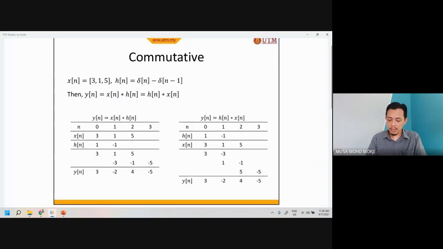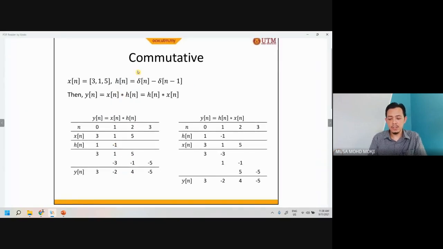So let's look at an example, commutative. When you have, let's say, xn, we have 3, 1, 5. So we have 3 samples only. And hn equals delta n minus delta n minus 1. So this hn is actually written based on the impulse signal.